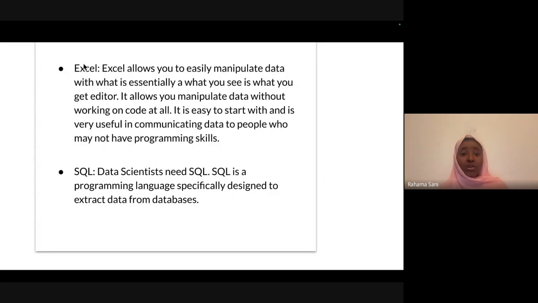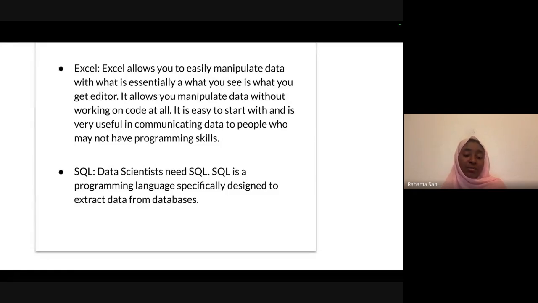So now we're talking about the tools that you need. Some tools you might need. First is Excel. Excel allows you to easily manipulate data with what is essentially a what-you-see-is-what-you-get editor. It allows you to manipulate data without working on code at all. It's easy to start with, and it's very useful in communicating data to people who may not have programming skills. I think Excel is a really nice way to start your data analyst or data scientist journey, because it's much easier than all of the other tools you will see here. It doesn't involve any coding, and it's quite easy to learn how to manipulate things with Excel.